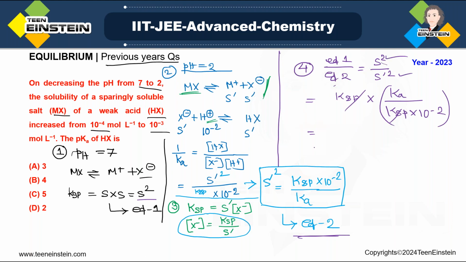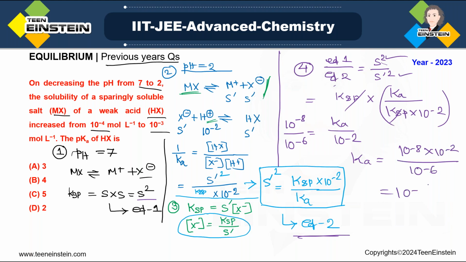But these two values you basically know, because it is already mentioned that solubility is changing from 10 to the power minus 4 to 10 to the power minus 3. So here I will write 10 to the power minus 8, which is the square of 10 to the power minus 4, and the square of 10 to the power minus 3 is 10 to the power minus 6, and that is equal to Ka divided by 10 to the power minus 2. Finally Ka will be equal to 10 to the power minus 8 times 10 to the power minus 2 divided by 10 to the power minus 6, and it will be equal to 10 to the power minus 4. So pK value will be 4.